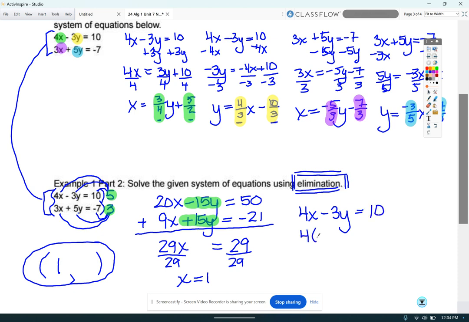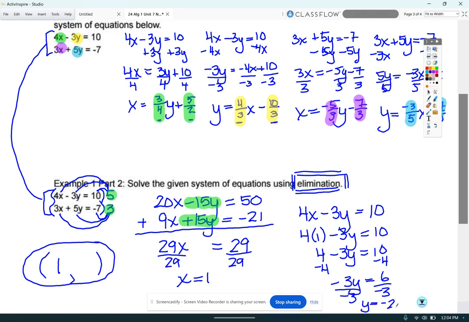So it's going to be 4 times 1 minus 3 times y equals 10. So 4 minus 3y equals 10. Subtract 4 from both sides. Negative 3y equals 6. And then divide both sides by negative 3. So y equals negative 2. So elimination is used to find one of the variables, and then we do return to substitution to find the other one after we've found the first one.